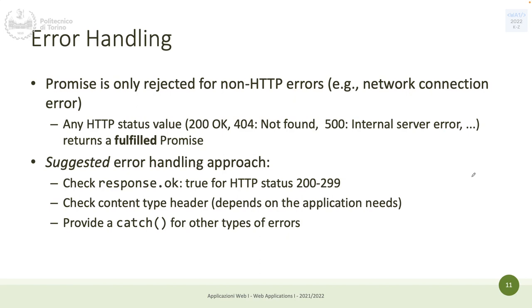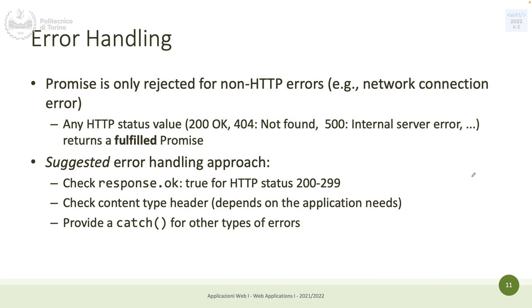So how to handle errors with the fetch? Since the fetch promise is rejected only for network connection errors, so non-HTTP errors, and any HTTP status, including the ones that have errors, like 500, returns a promise that is fulfilled, we need to perform a check of errors manually, let's say.